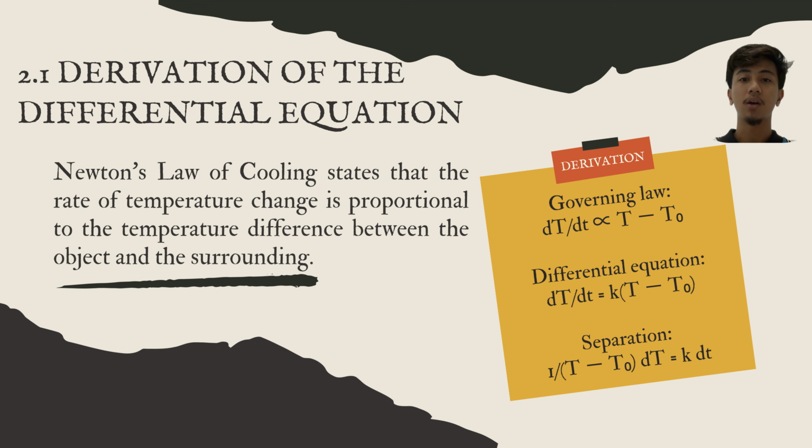Next we continue with the mathematical formulation. This part is the derivation. For the first step, we use the governing law: the rate of temperature change is proportional to the temperature difference. That is our equation. Next, we use separation of variables, so we prepare for integration. Integrate 1 over (T minus T naught) dT equals integrate k dt.